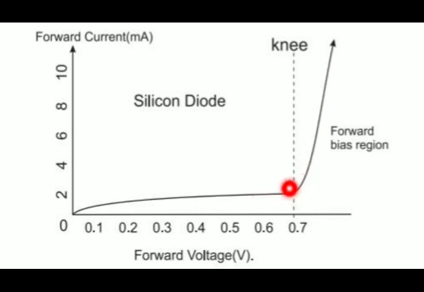This point is called the knee point on the IV characteristic curve. The corresponding voltage is called the knee voltage. Here you can see 0.7, it will be called the knee voltage. It is about 0.7 volt for silicon and 0.3 volt for germanium. You have to remember the value of knee voltage: 0.7 for silicon and 0.3 for germanium.